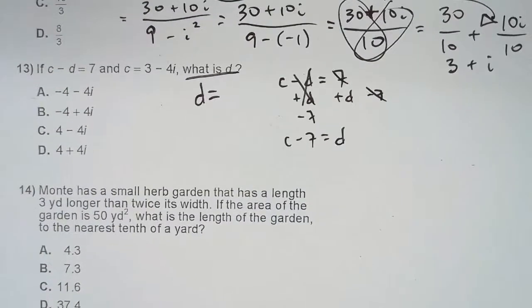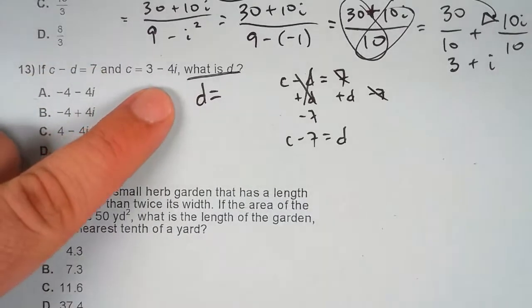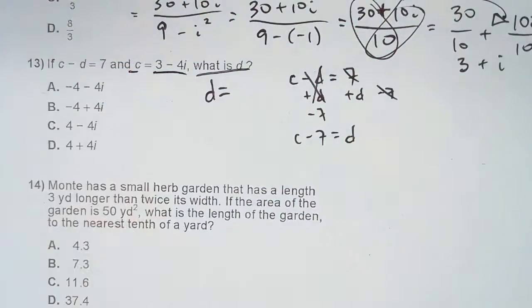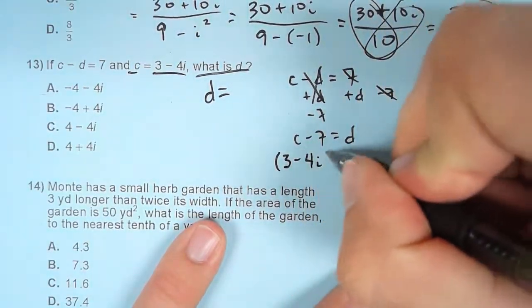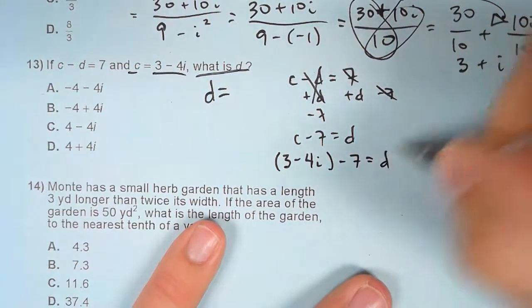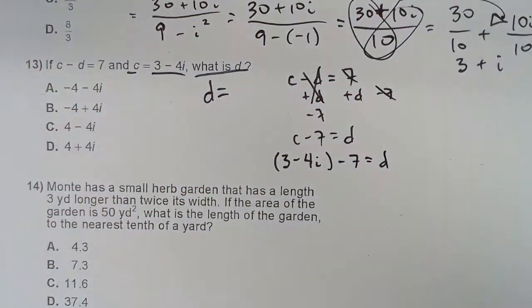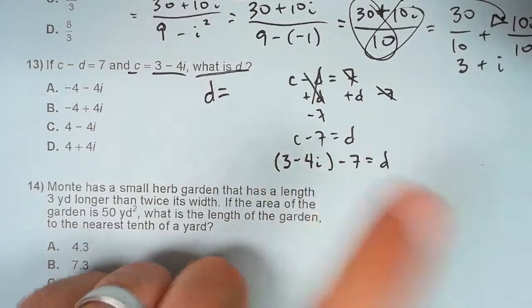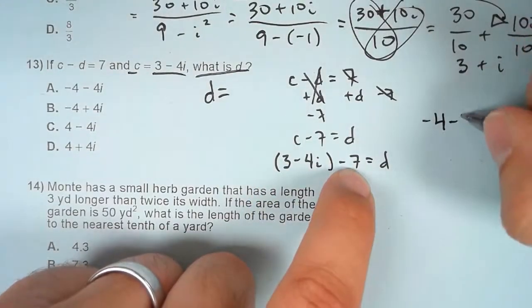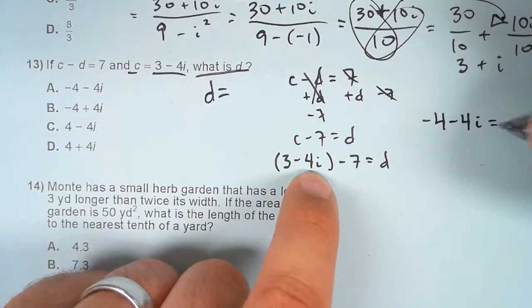Okay, so the last step is I need to get rid of C, because none of my answers have C in them. So I know C is equal to 3 minus 4i. So if I have C as C, I can replace it with 3 minus 4i. So 3 minus 4i minus 7 equals D. I'm substituting in here. I'm going to combine some like terms. That's got i's. These don't. So 3 minus 7 is negative 4 minus 4i. Just comes on down equals D.